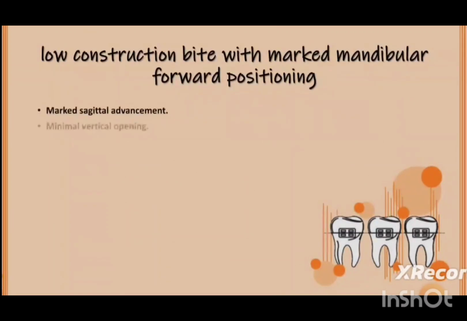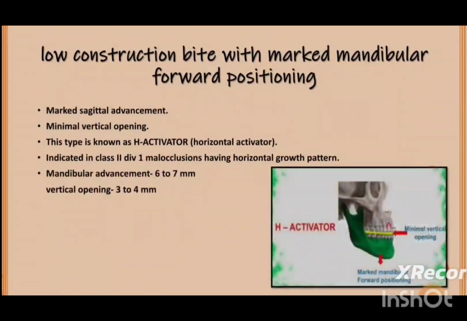Now, let us discuss the different types individually. Firstly, we have low construction bite with marked mandibular forward positioning. Marked sagittal advancement is done here. That means the forward positioning of the mandible, but minimal vertical opening is done. Now, as you can appreciate in the image, the yellow color marking is the minimal vertical opening, and the green colored marked mandible is quite forwardly positioned. This type is known as the H activator or the horizontal activator, and it is indicated in class 2 division 1 malocclusions having a horizontal growth pattern. In these cases, while bite registration, the mandibular advancement that we make is around 6 to 7 millimeters, while the vertical opening is 3 to 4 millimeters.